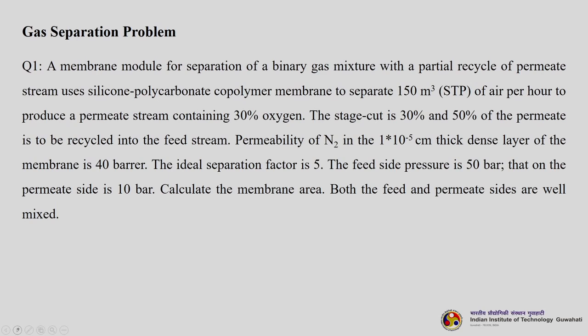Permeability of nitrogen is given, and in the 1 into 10 power minus 5 centimeter thick dense layer of the membrane is 40 barrer. So, here Lm is also given. The ideal separation factor is also given as 5, feed side pressure is 50 bar, and that on the permeate side pressure is 10 bar. You have been asked to calculate the membrane area. It is assumed that both feed and permeate sides are well mixed. Okay, so let us now solve it.